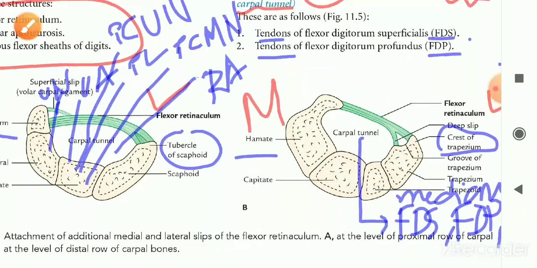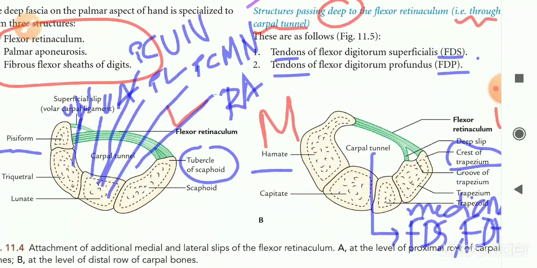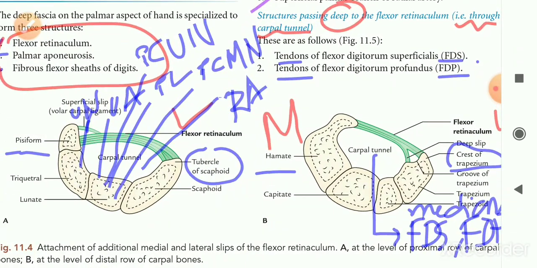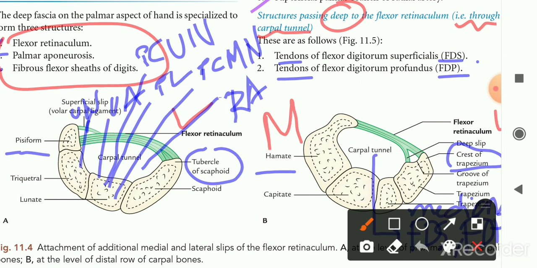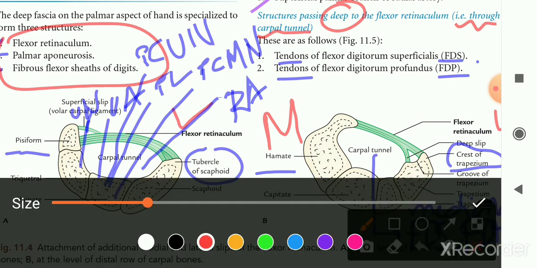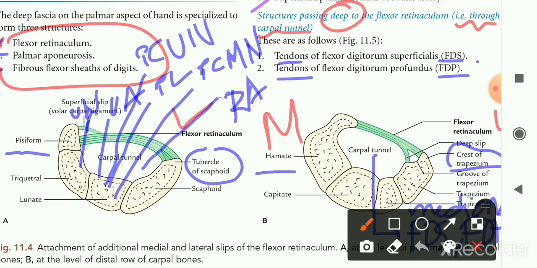So this is the flexor retinaculum. What is it? It is a strong fibrous sheath in the wrist, and it makes the anterior concavity of the carpal bones into a fibro-osseous tunnel, called the carpal tunnel. So this is the carpal tunnel.